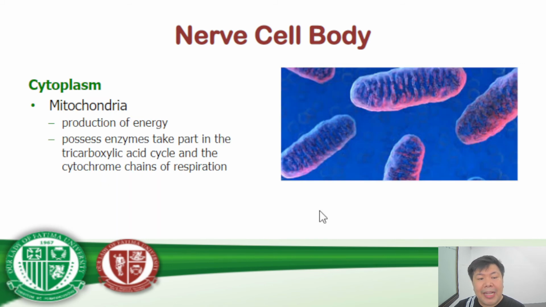We also have the mitochondria, which is famously known as the powerhouse of the cell, no? So, it takes part in a process called tricarboxylic acid cycle and the cytochrome chain of respiration. And itong dalawang process na to, yung way of production ng energy. So, paano gumagawa ng energy ang mitochondria? By taking part in the tricarboxylic acid cycle and the cytochrome chains of respiration.